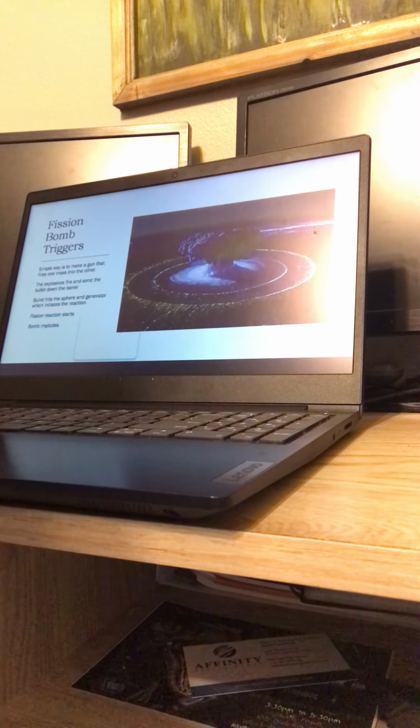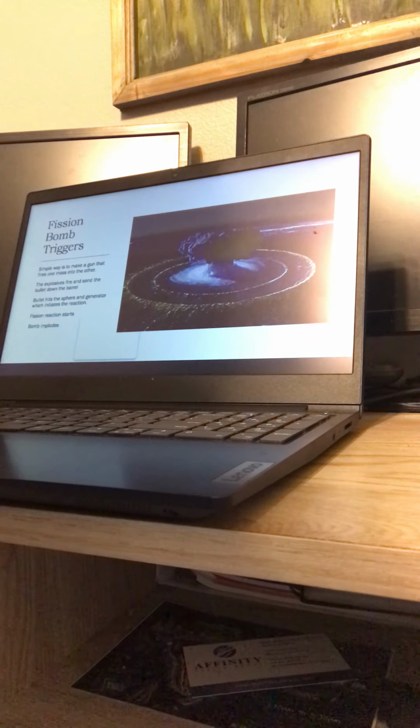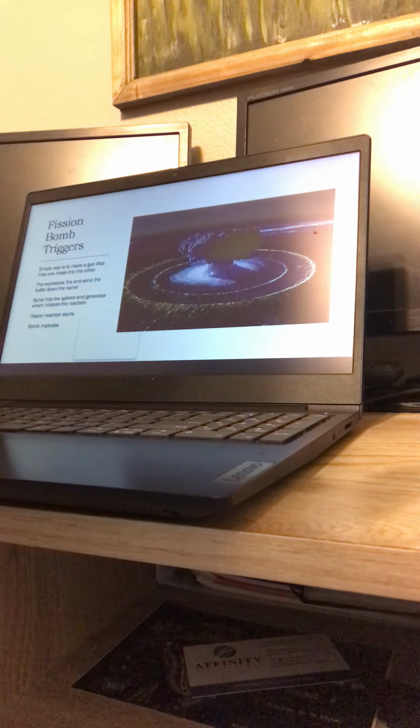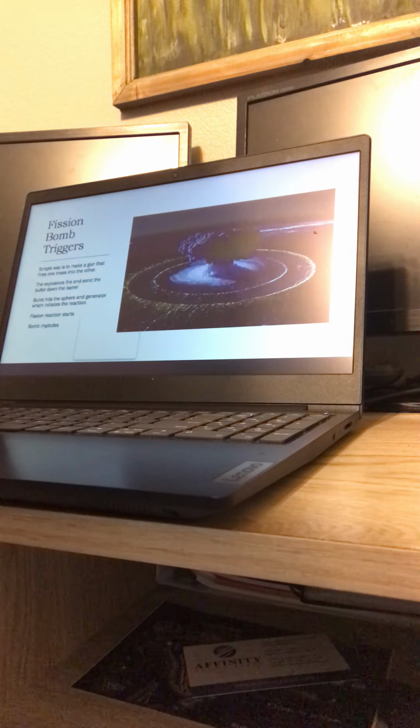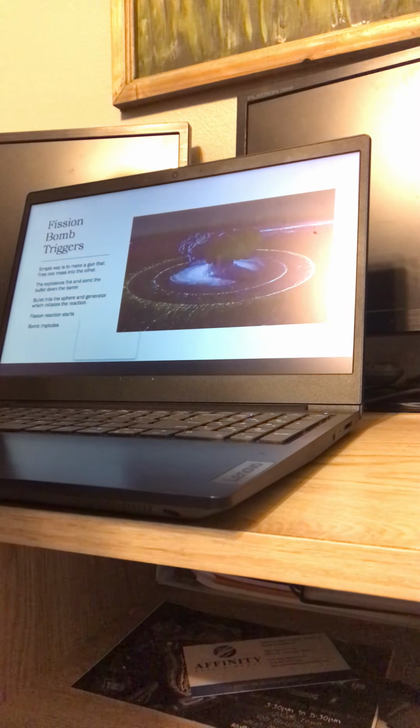And so some of our triggers that we could use, a simple way is to make a gun that fires one mass into another. The explosive fires and sends the bullet down the barrel. The bullet hits the sphere and generator, which initiates the reaction, and the fission reaction starts, and we get the bomb imploding.